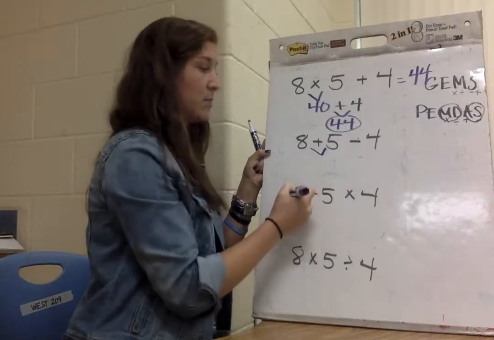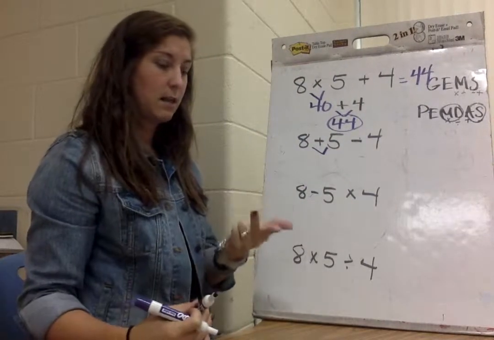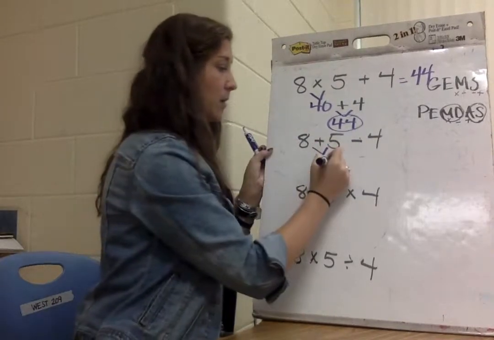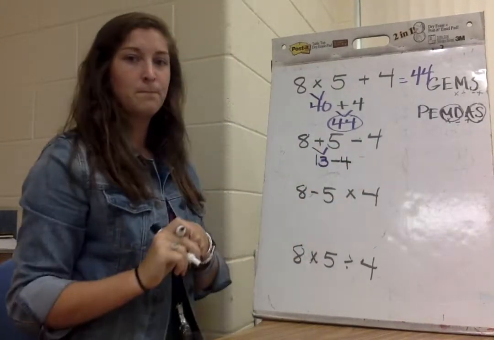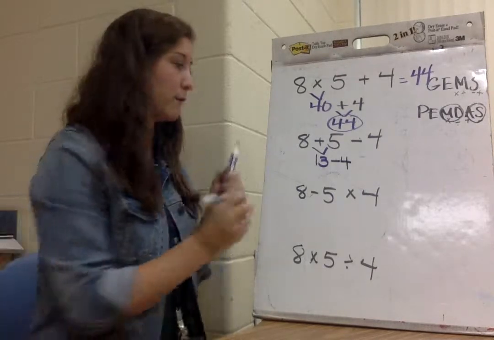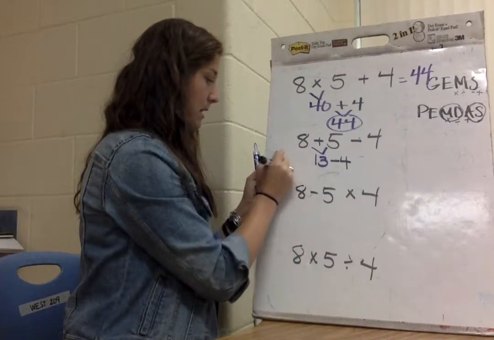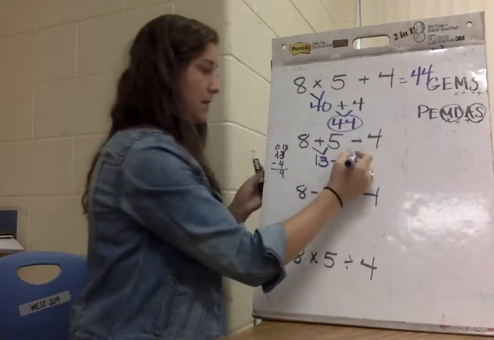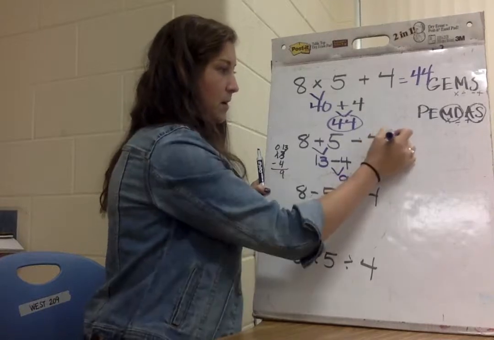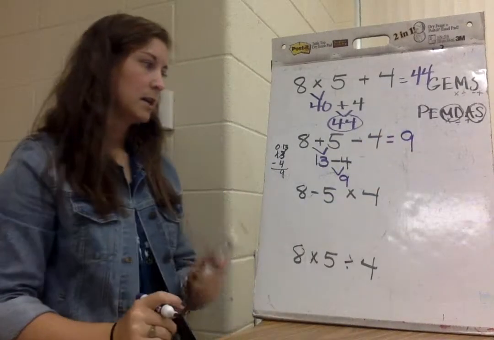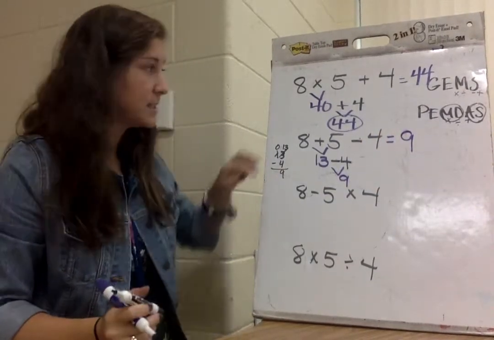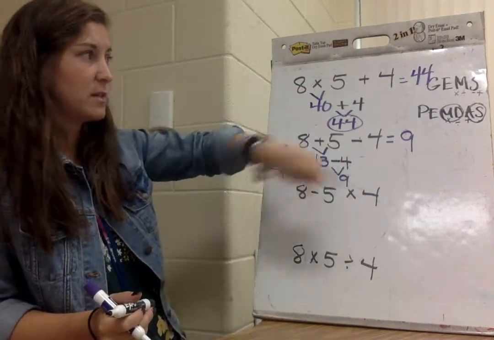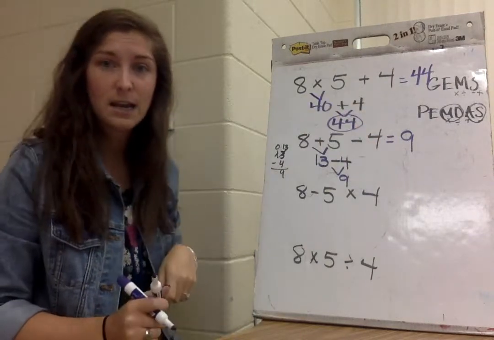So I know that 8 plus 5, 8, 9, 10, 11, 12, 13. So that's 13. And then I'm going to rewrite minus 4. So 13 minus 4, I'm going to work that one over to the side here. So that gives me 9. So my answer to this one is 9. Notice, same numbers, a little bit different operations. Instead of the multiplication, we have the subtraction, but huge differences in answers.